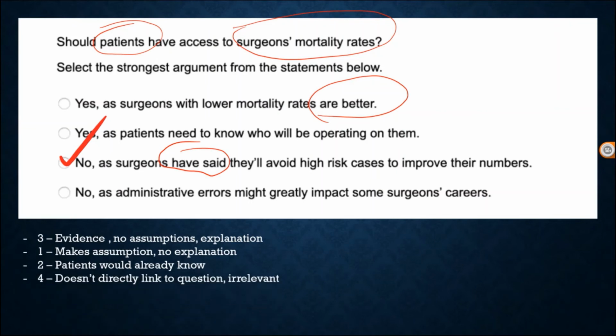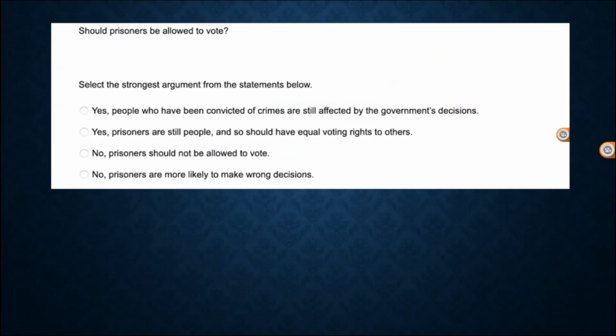And finally, the last one, it doesn't directly link into the question. It brings in administrative errors. It just goes on to tangents. So surgeons' careers, we don't care about that. That's irrelevant. So if you compare all the options, the third one would be the best one. It's not the perfect one, but it's the best one. That's why that would be the correct option.